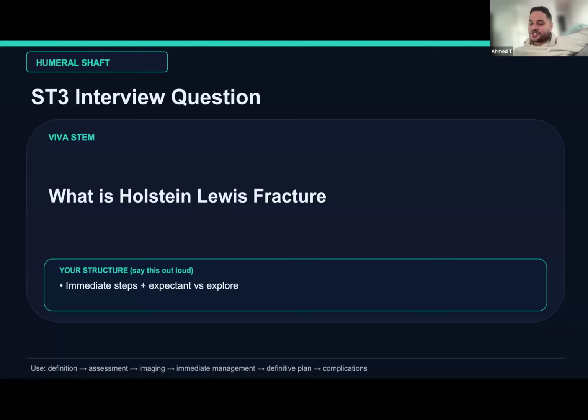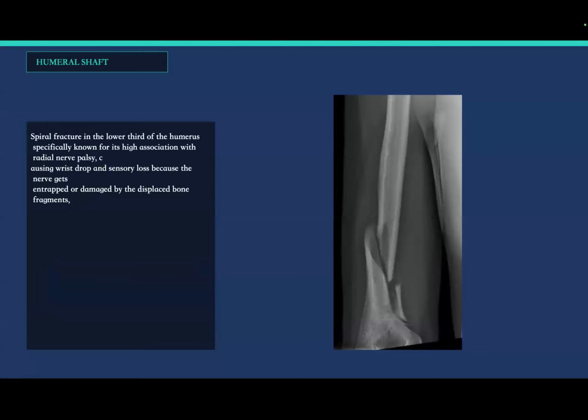Holstein-Lewis fracture. Anyone knows what that is? Holstein-Lewis fracture is a distal third humeral fracture, and it's most commonly associated with a radial nerve injury. So this fracture, we can't put a humeral brace on it; we do an above elbow back slab, but it would need surgery if we have symptoms. I think I've heard that they most commonly use a transolecranon approach for it, or maybe a posterior approach.